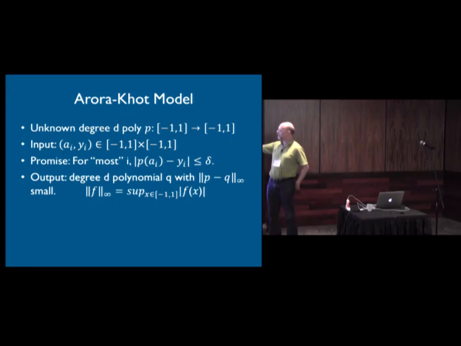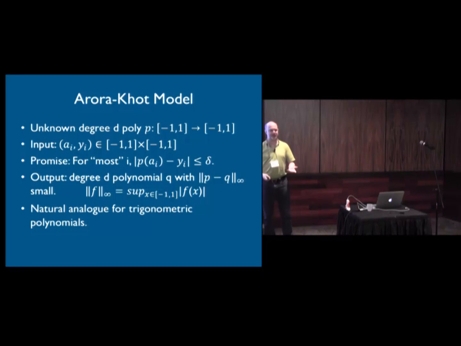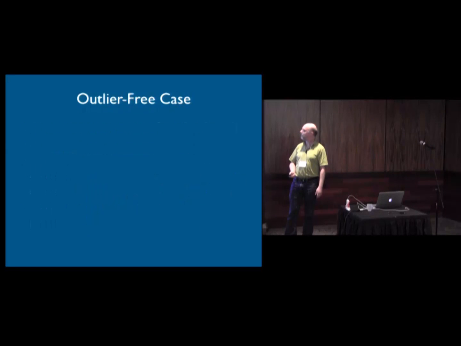And the hope is to output a degree d polynomial q, which is pretty close to p. We can't hope to output p exactly. You could always shift p up or down by delta. But we hope to get pretty close in the L infinity norm, where we measure the L infinity norm just as the maximum over the interval -1, 1. And of course, there's a natural analog of this problem for trigonometric polynomials. Arora-Khot just studied algebraic polynomials, but this is a natural analog. So even the outlier-free case is non-trivial. So let's start talking about that first.